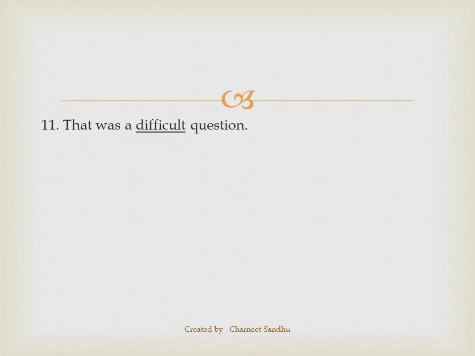That was a difficult question. In this sentence, you have to tell which part of speech does difficult belong to. Difficult tells you more about the noun question in the sentence. Therefore, it is an adjective.